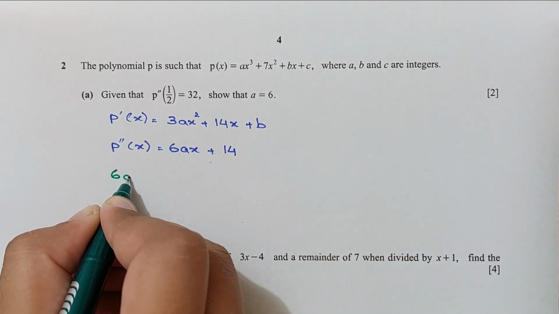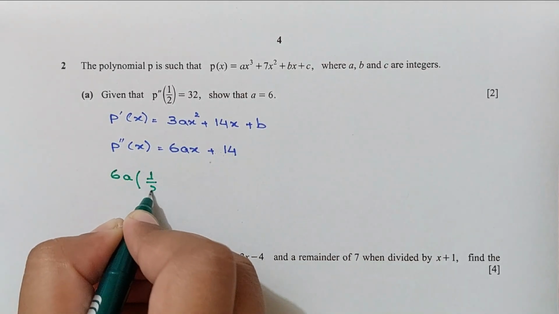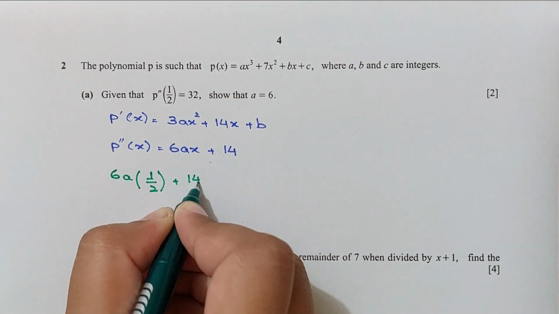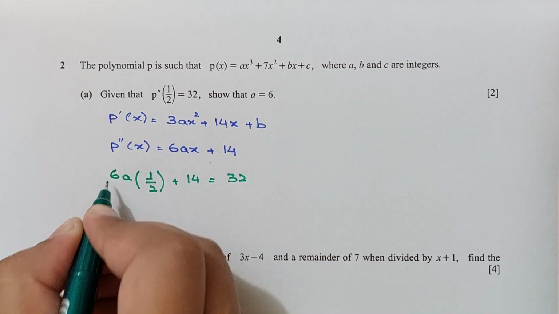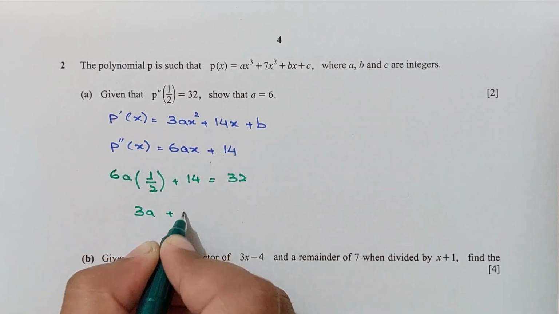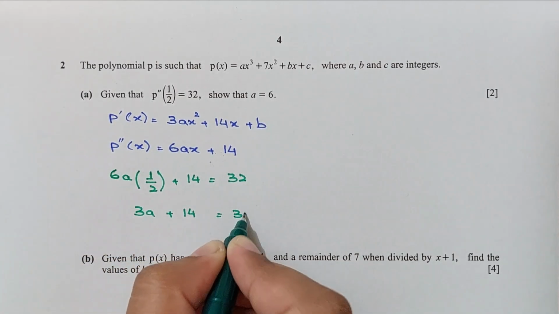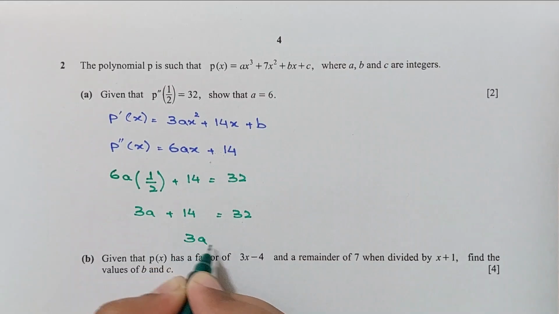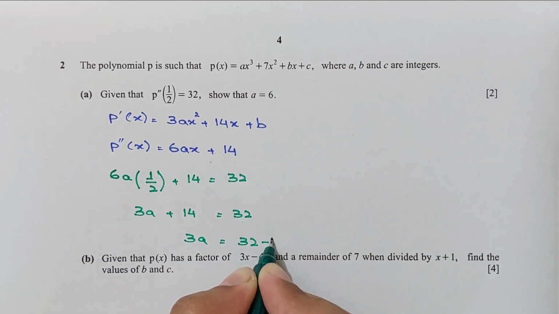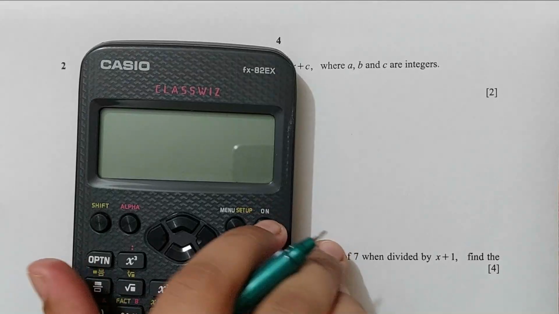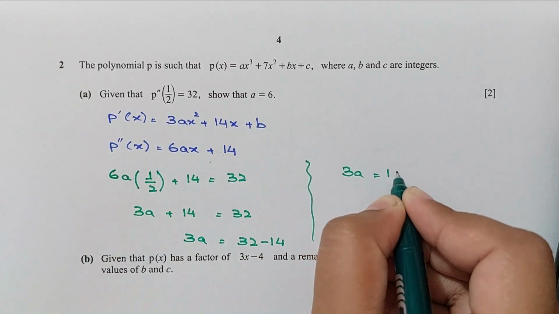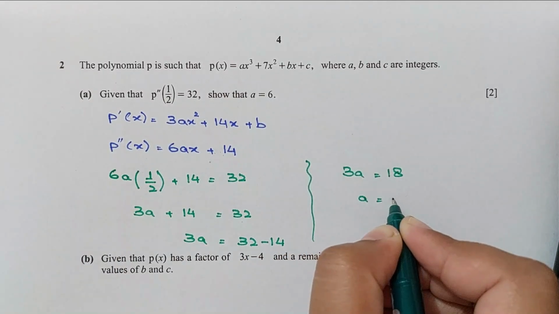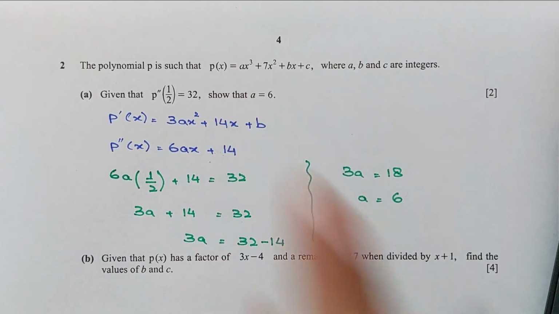Now using the condition p double prime of 1 by 2 is 32, 6a times 1 by 2 plus 14 equals 32. 2 times 1 is 2, 2 times 3 is 6, so 3a plus 14 equals 32. So 3a equals 32 take away 14, which is 18. So 3a equals 18, and a equals 18 by 3, which is 6. So a equals 6.